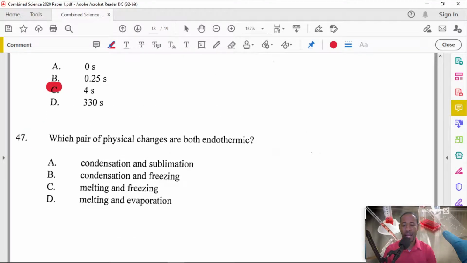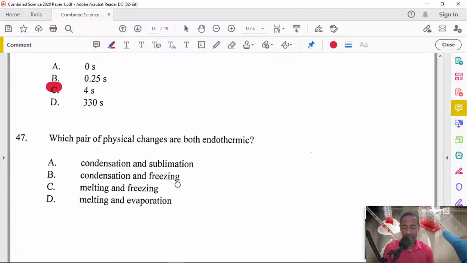It said, which pair of physical changes are both endothermic? Looking for endothermic. All right, so endothermic is absorption of heat, okay? You need heat for this to take place. You need to take in heat, not release heat. So condensation is cooling, right? So cooling is loss of heat. So therefore, we know that that's not the correct answer. Sublimation could go both ways, right?